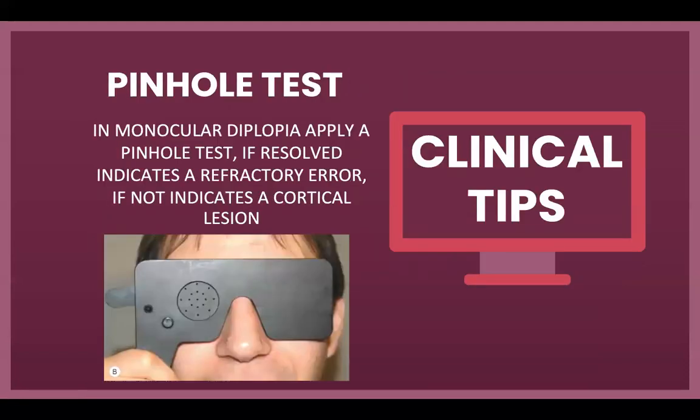We have a clinical tip here. It is the pinhole test. The monocular diplopia is usually abolished or improved with the pinhole vision test. If you apply a pinhole in front of the patient's eye, and order him to see through the pinhole, the monocular diplopia will be improved. He will see one image, not double vision, except in one situation, if the monocular diplopia is related to a cortical lesion. Otherwise, all monocular diplopia will improve with the pinhole test.